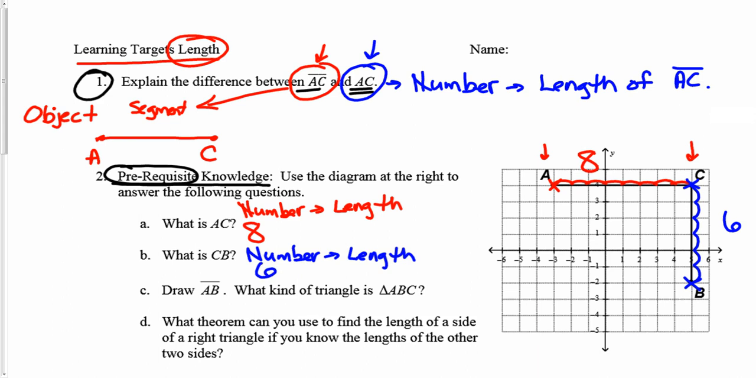Part C, draw segment AB. Now we don't have to get a ruler or anything. I mean, you can if you would like, but I'm just going to draw the segment from A to B. And in part C it says, what kind of triangle is triangle ABC? Now, I don't know if it's isosceles, if it's scalene, I don't know. Well, actually, I think it is scalene, but I'm not sure. But what I do know is right here at C, that's a right angle. So I know that that is 90 degrees, or that that is a right angle. And because this triangle has a right angle, it is a right triangle.